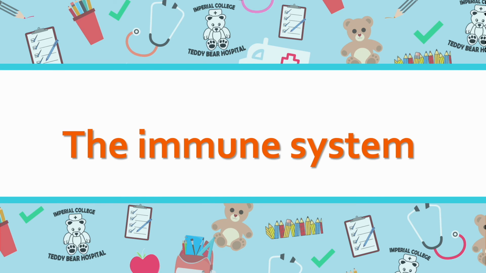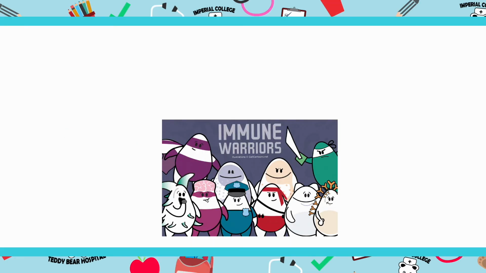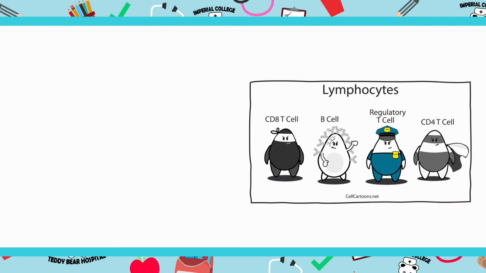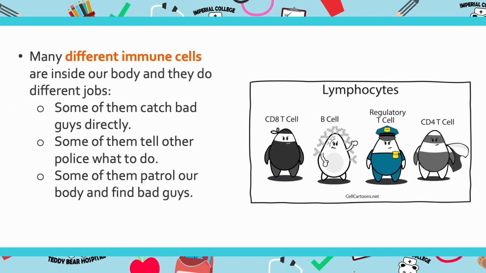What happens if the virus really gets into our body? It's time for our immune system. The immune system is the police in our body, and they protect us, and they will find the bad guys like virus or bacteria in our body and catch them. There are a lot of different types of immune cells in our body, and they do different jobs. Some of them will catch the bad guys directly or kill them. Some of them will tell other police what to do, and some of them will patrol around our body and find where other bad guys are.